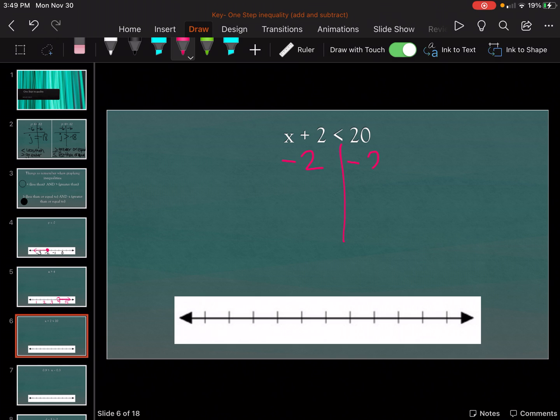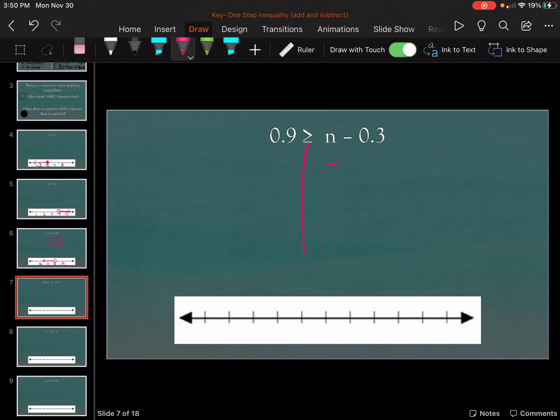Okay, so now let's solve some with an inequality. So subtract 2 on both sides. So x is less than 18. So we're going to have 16, 17, 18, 19. It is going to be an open circle pointing to the left.